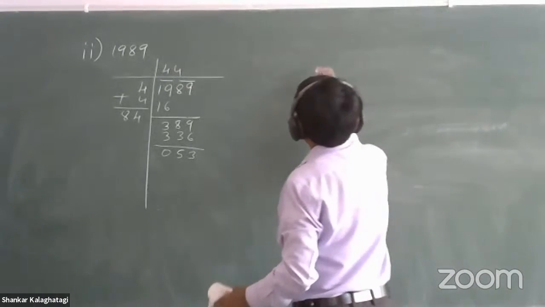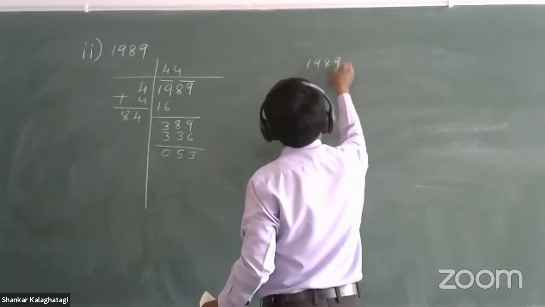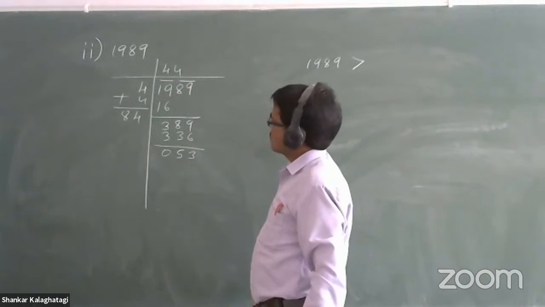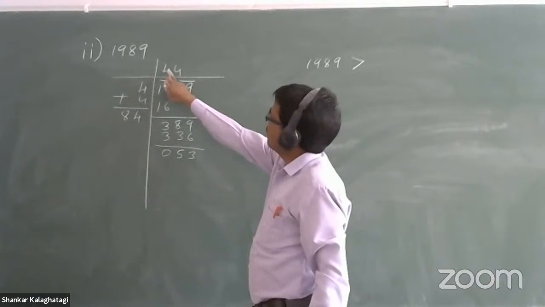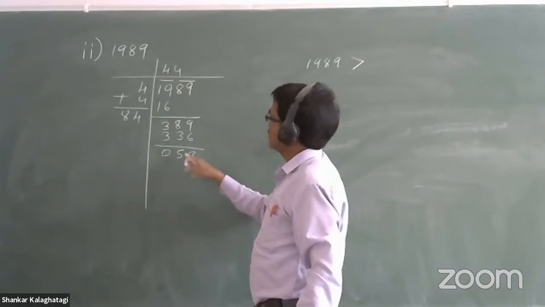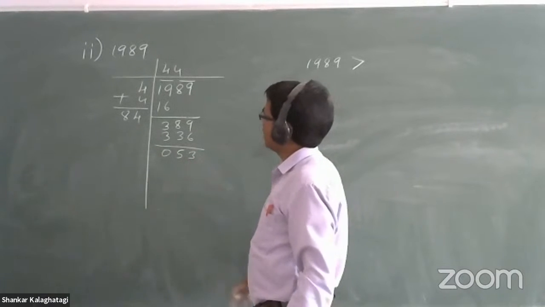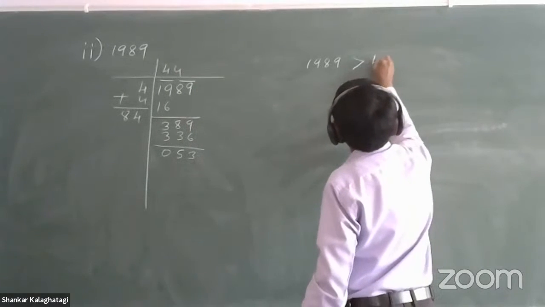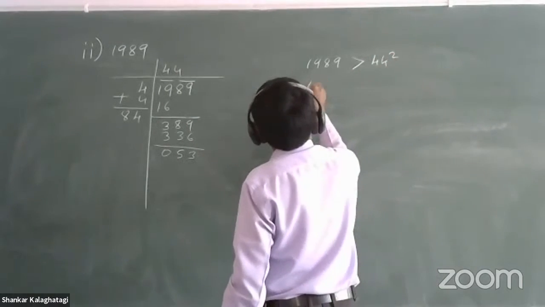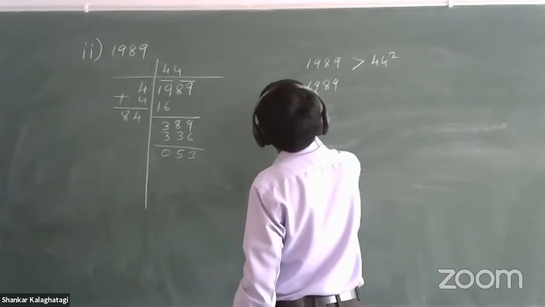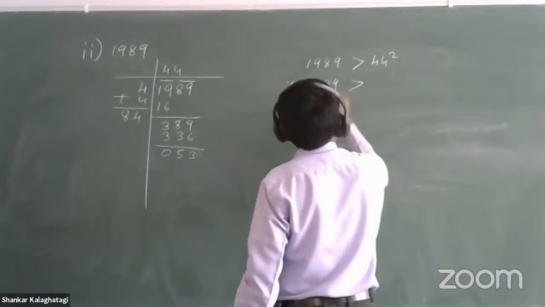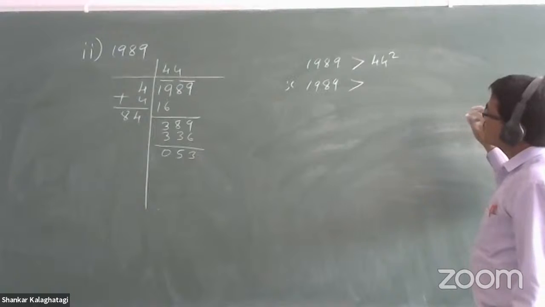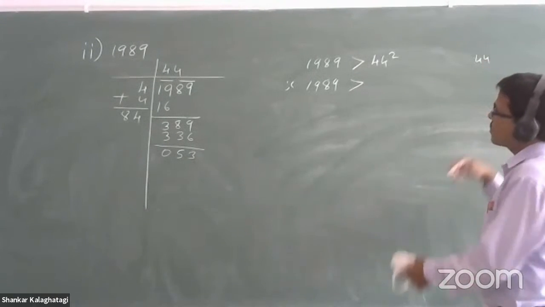Our given number is 1989. This is greater than 44 square. 44 square is how much? See, 44 square, if 0 comes here, that is 44 square. This extra is remaining, that's why 1989 is greater than 44 square. 1989 is greater than which number? 44 square. 44 square is how much? You can find out 44 square.